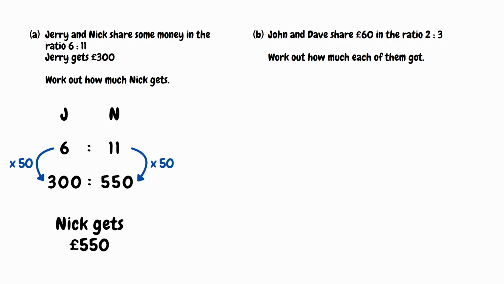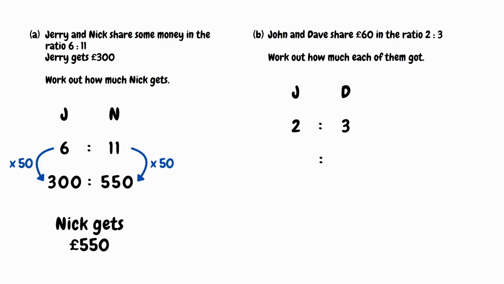Okay, looking at question B, we have John and Dave share £60 in the ratio of 2 to 3. Work out how much each of them got. So again, I'm going to rewrite the ratio down here. J to D, John to Dave in the ratio of 2 to 3. So again, for this question, I want to create an equivalent ratio. But that £60 isn't how much one of them received. It was how much they received in total.